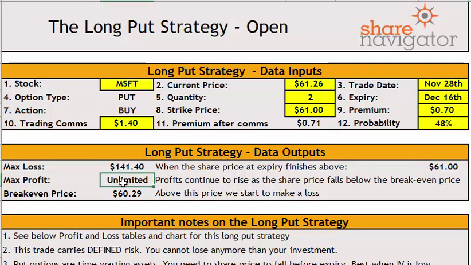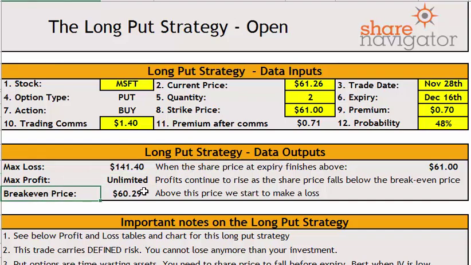The max profit is technically unlimited because the long put will continue to gain in value as the share price drops below the break even point and continues to fall. So we can't exactly gauge what our max profit is going to be. So it's technically classified as unlimited.